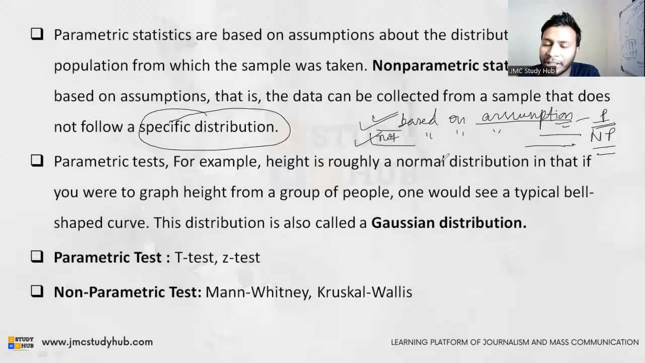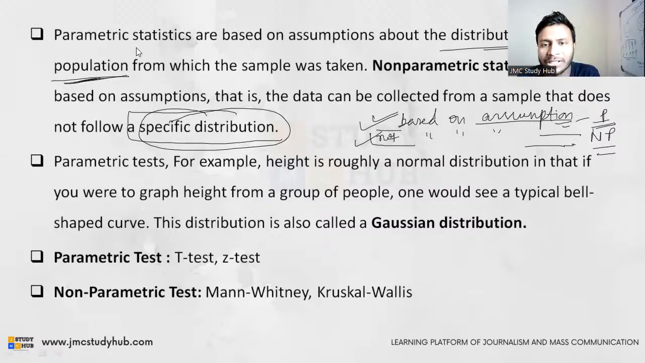Here in the parametric there is a normal distribution. In the parametric there is a normal distribution. You may say that the distribution of the population is very normal, and when it is a specific distribution, then it is non-parametric. Okay, let's go.